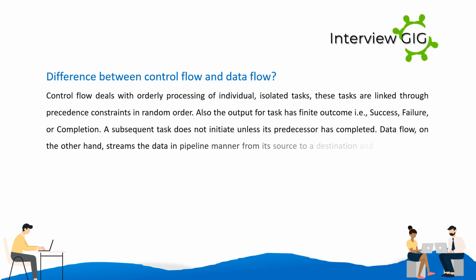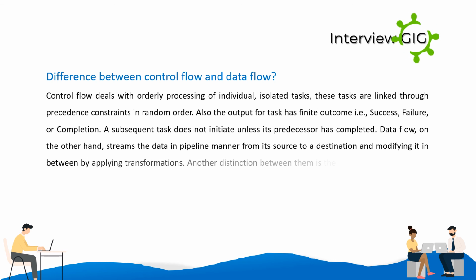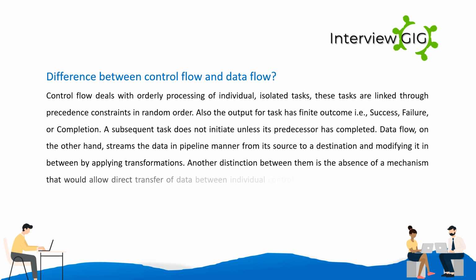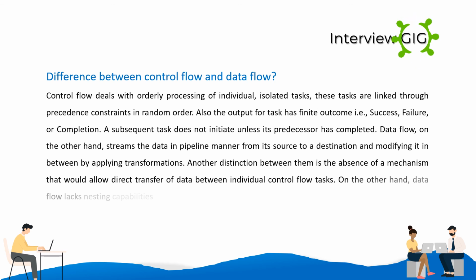Data flow, on the other hand, streams the data in a pipeline manner from its source to a destination, modifying it in between by applying transformations. Another distinction between them is the absence of a mechanism that would allow direct transfer of data between individual control flow tasks. On the other hand, data flow lacks the nesting capabilities provided by containers.